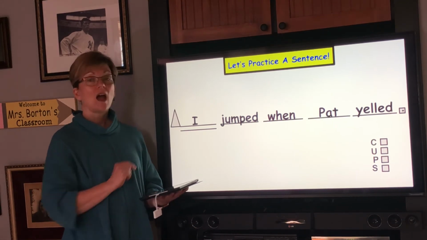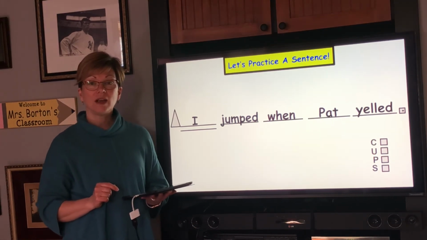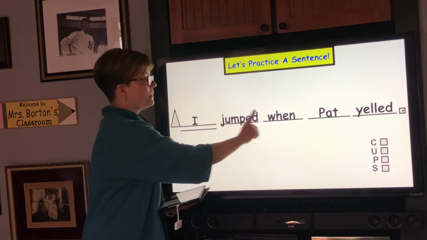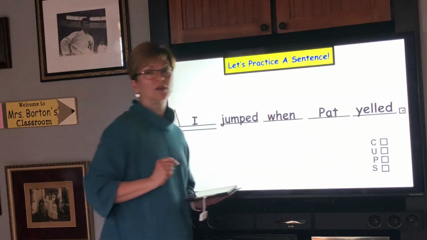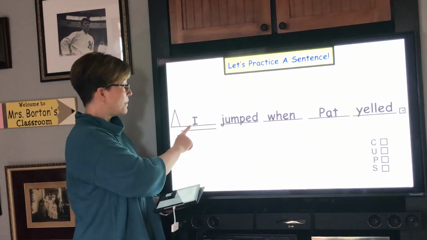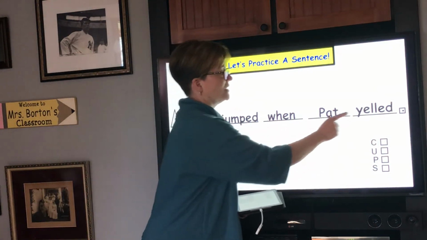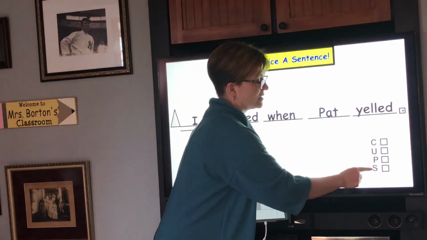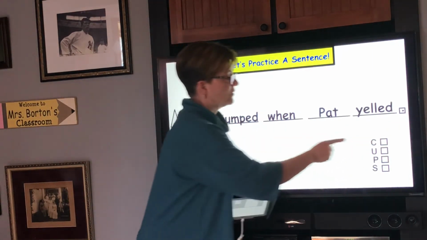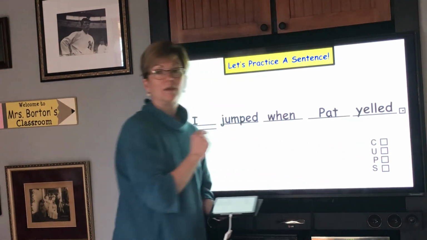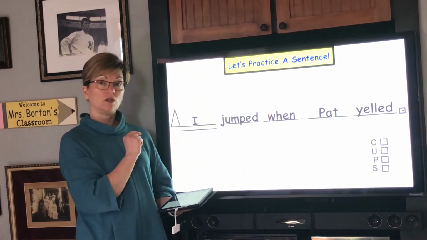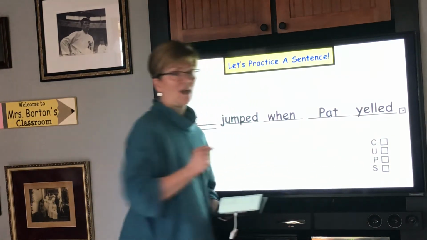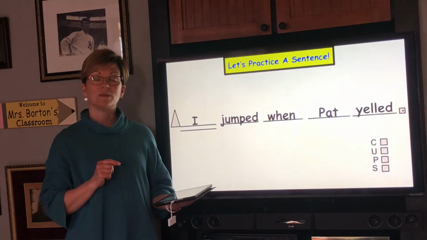All right. I want you to go ahead and rewrite this sentence perfectly with finger spaces in between each word, uppercase, uppercase, and a period at the end. Your parents or anybody in the room can check for capitalization. Have them read the sentence to you. Did you understand what you wrote? Did you kiss a period at the end? And then check each word to make sure it's spelled correctly.